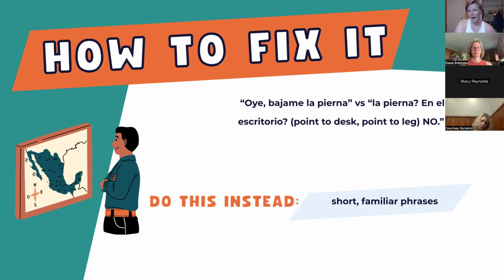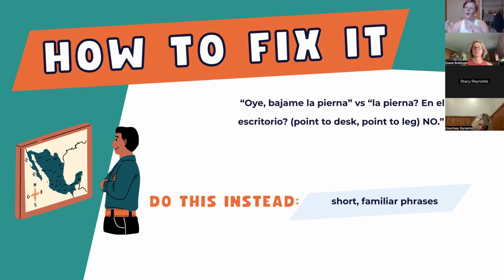So I thought, well, could you make that a little bit simpler in the language that you're using? Thinking back on the same scenario where her student had trouble understanding her. What if you could do la pierna and just point to it, and show what part of the body that is, point to your leg, and then say en el escritorio, which is familiar language, in the desk or on the desk. And then you can point to the desk, point to your leg, and say no.